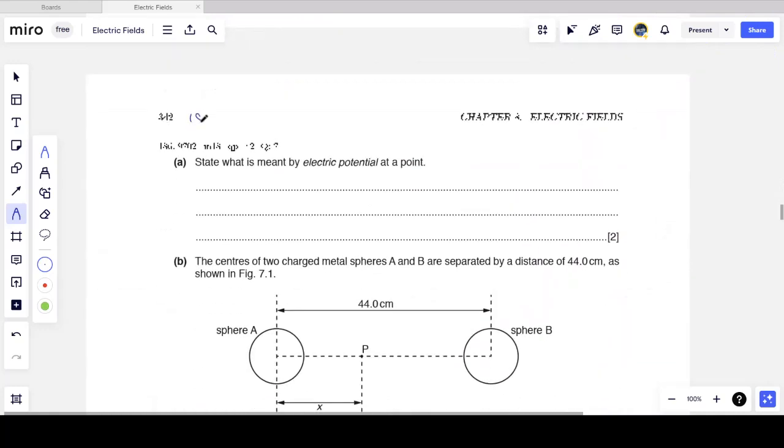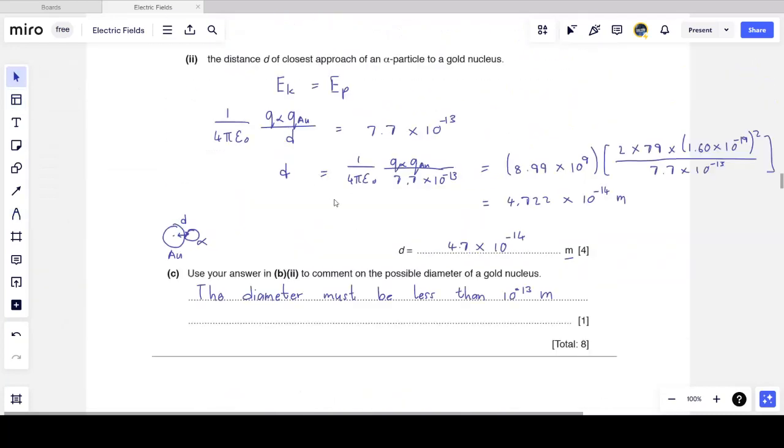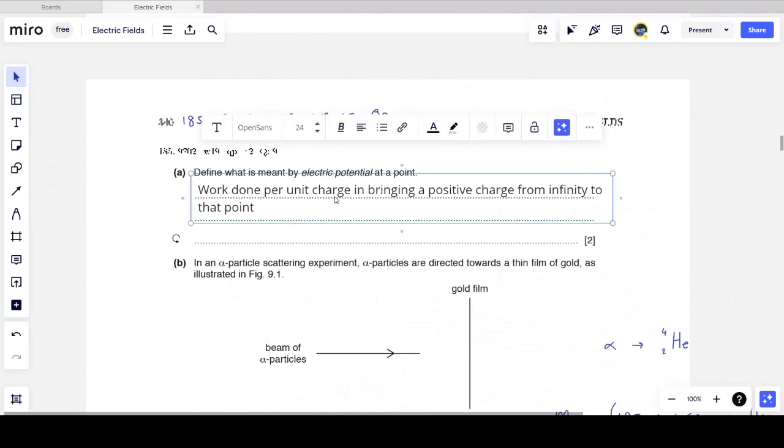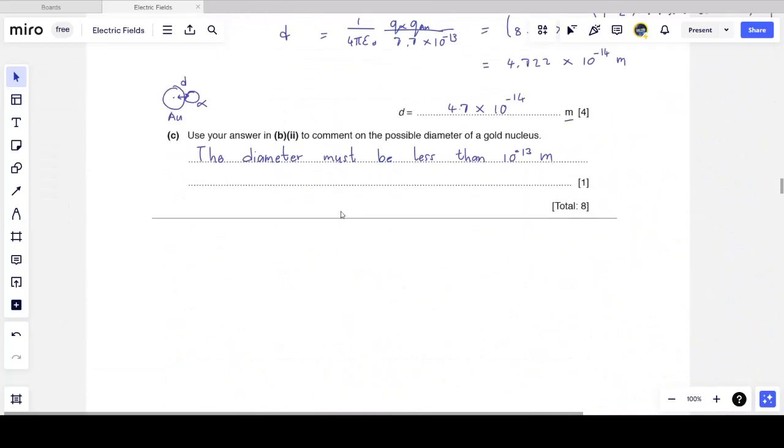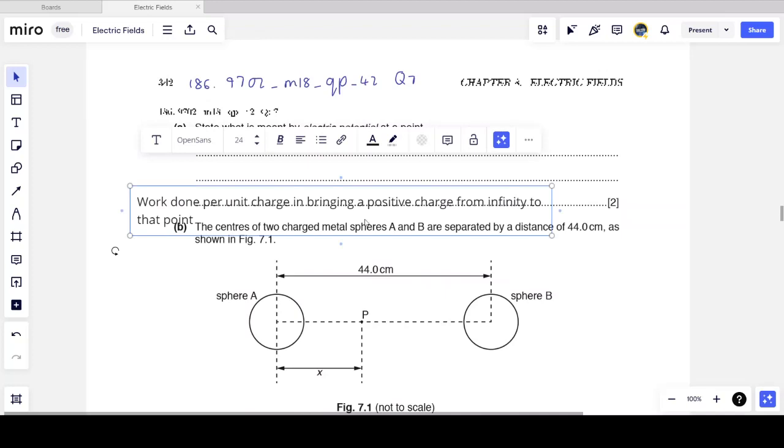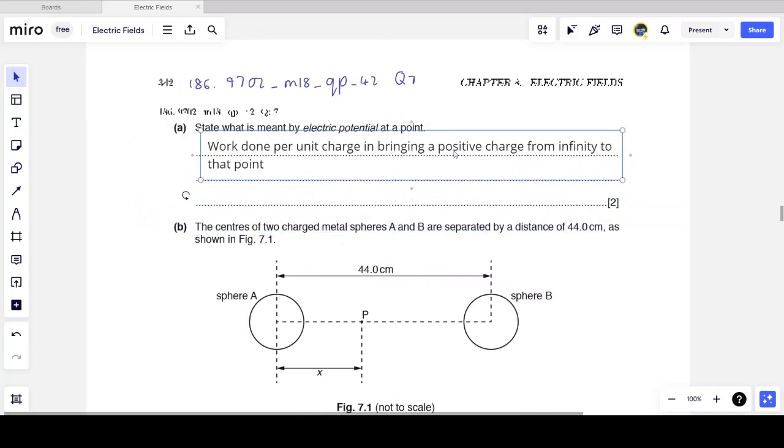The next question is question 186, and this comes from the March exam of 2018, and this is question paper 4, variant 2, and this is question 7 from that paper. And guess what the first question is? It's going to be a common first question. It's going to be something that we're going to see often. But it says, state what is meant by the electric potential at a point. Again, it is the work done per unit charge in bringing a positive charge from infinity specifically to that point.